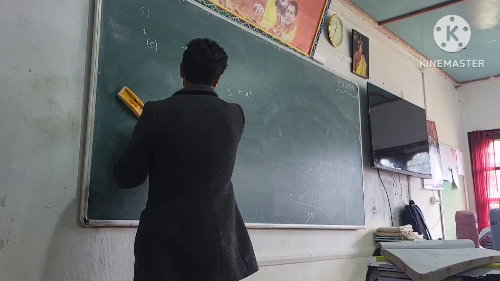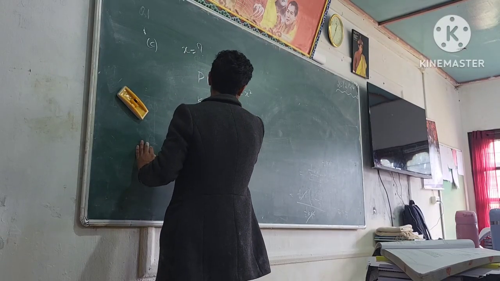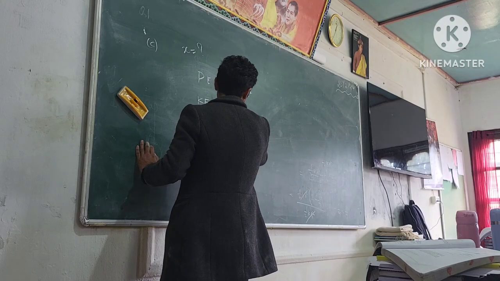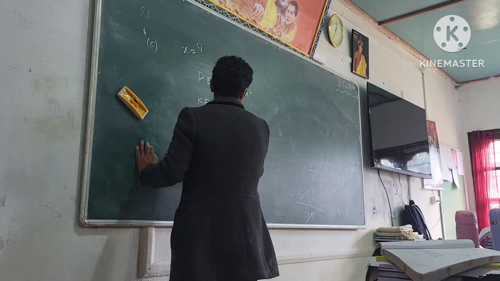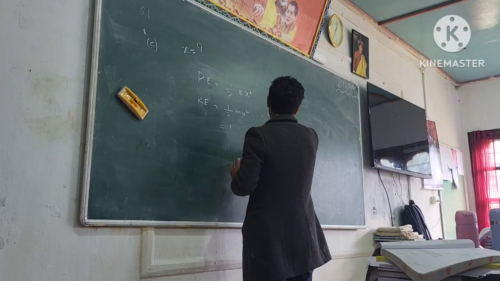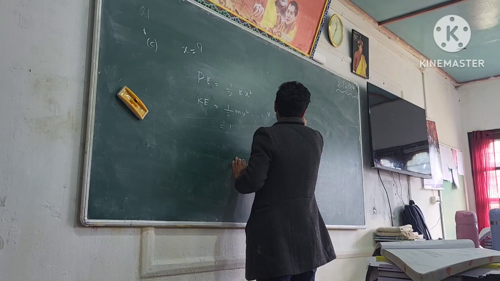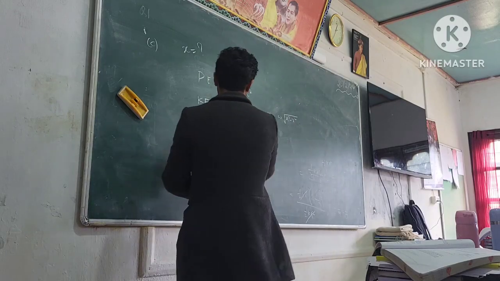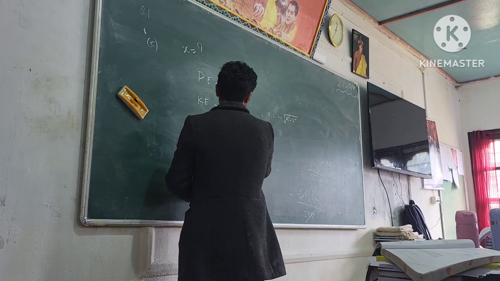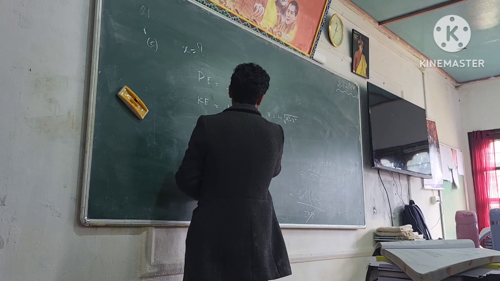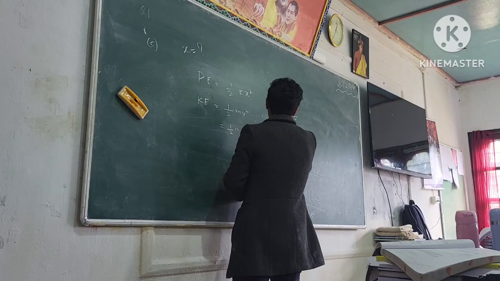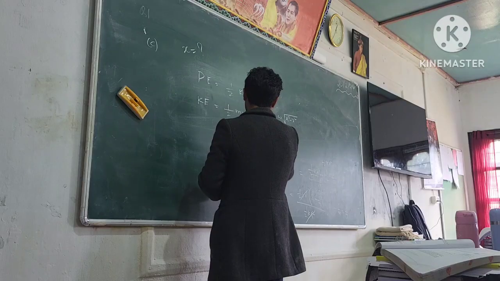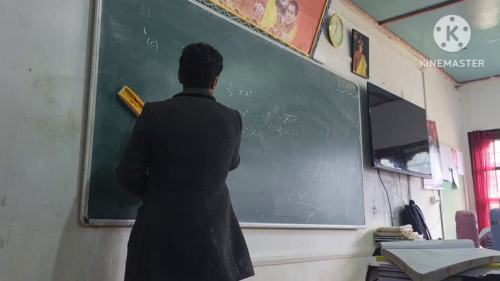Now listen. Kinetic energy should be what? Half m v square. But do you know what v is? v is nothing but omega root of a square minus x square. Do you know this one? So I'm going to write m as m, v square means omega square, a square minus x square. Is it fine? This is the general case.